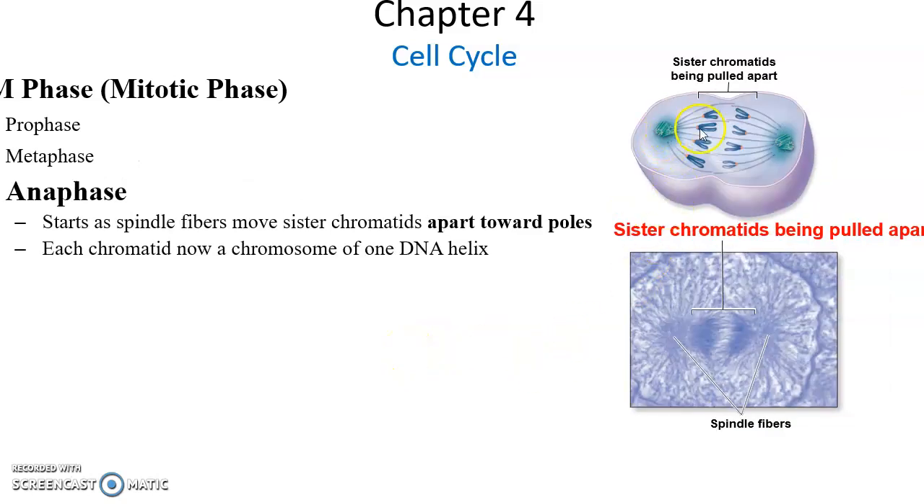Then in anaphase, the spindle fibers will shorten, and as they shorten, they will separate the chromosomes into their two sister chromatids, pulling the chromatids, now called chromosomes, toward opposite ends of the cell, toward the centrioles that are producing and now shortening those spindle fibers. So now each side of the cell is going to get a copy of each chromosome.